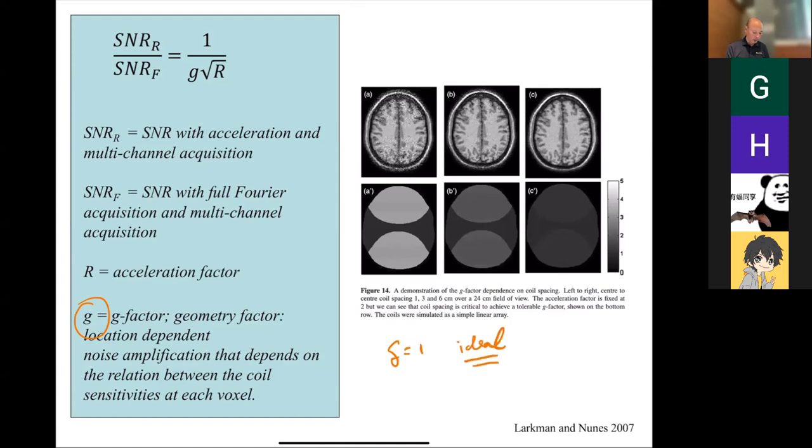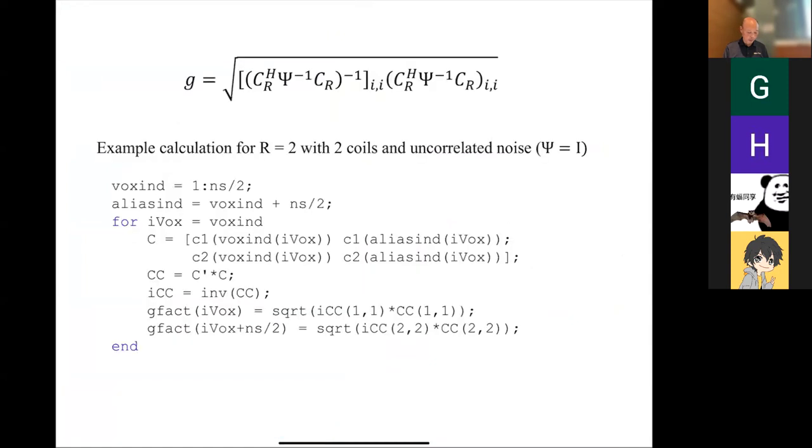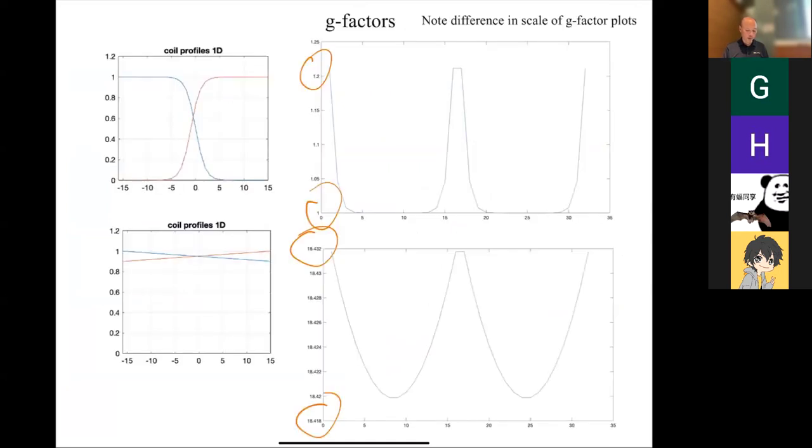R is the acceleration factor. It's how much faster you went. So if I went twice as fast through k-space, R would be 2. And this is the derivation of the G factor. You're not responsible for the derivation, but just to show that there is a mathematical derivation, and that's how it's implemented in the code. Feel free to look through it, but that's just implementing the equation.